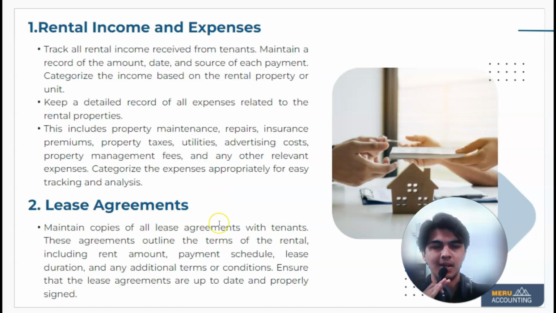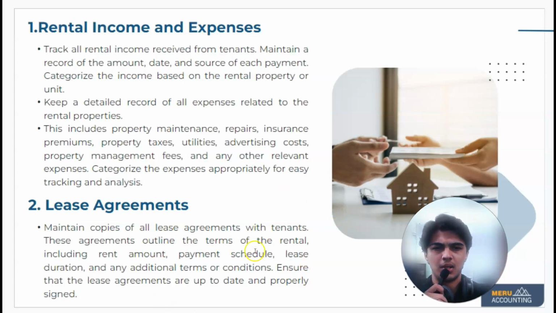Next is lease agreement. In lease agreement, you need to maintain copies of all the lease agreements with the tenants. These agreements will outline the terms of your rentals, like the duration of the rent, how much time you are renting your property, and the rent amount, how much you have told them you will take. You will also need to record the rental amount and their payment schedule, when they will pay you the rent.